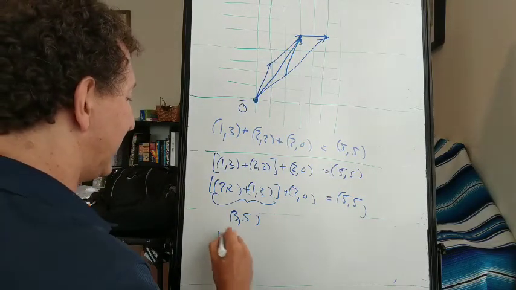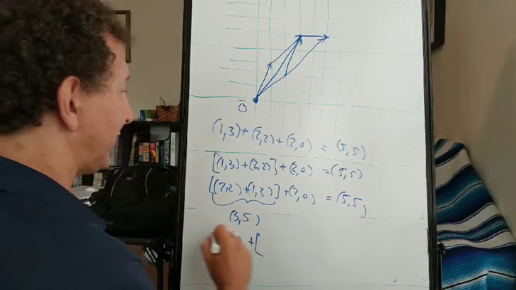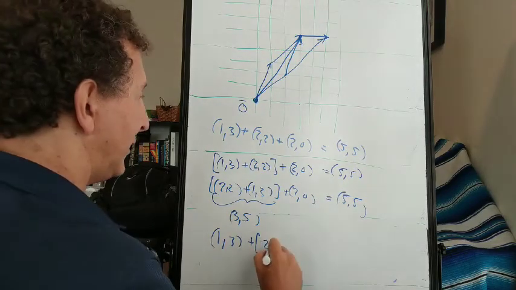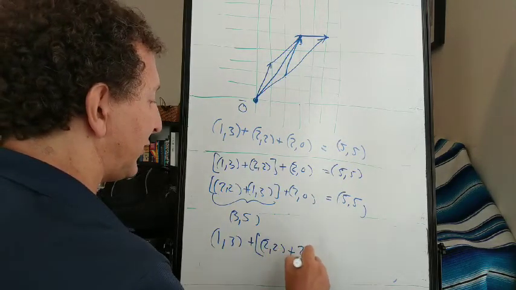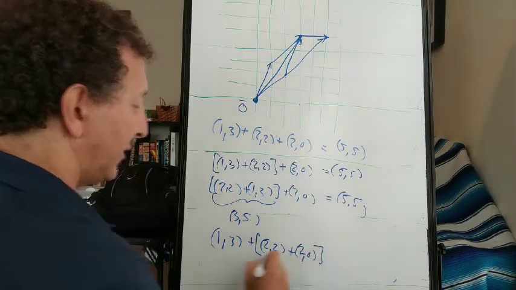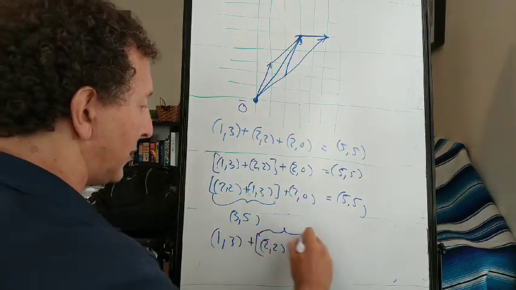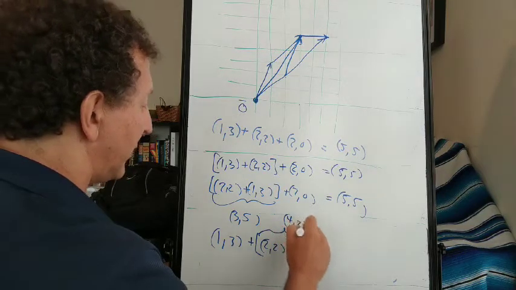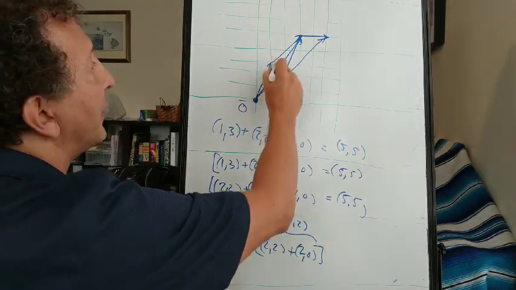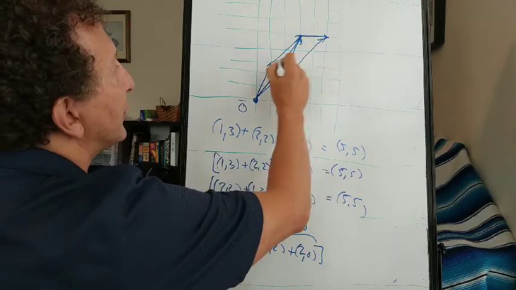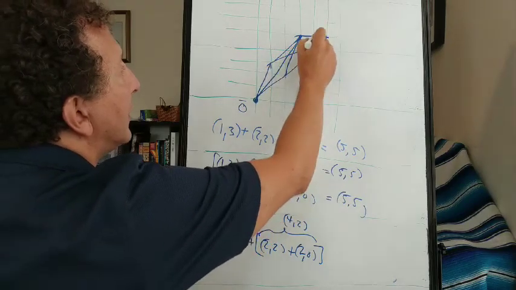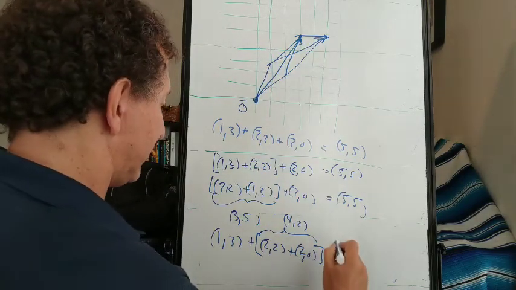And if we put parentheses somewhere else, let's say (1, 3), and then we went (2, 2) plus (2, 0). So (1, 3), and then (4, 2) more. So then we go to (1, 3), and then 1, 2, 3, 4, and 1, 2. Again, we get to (5, 5).